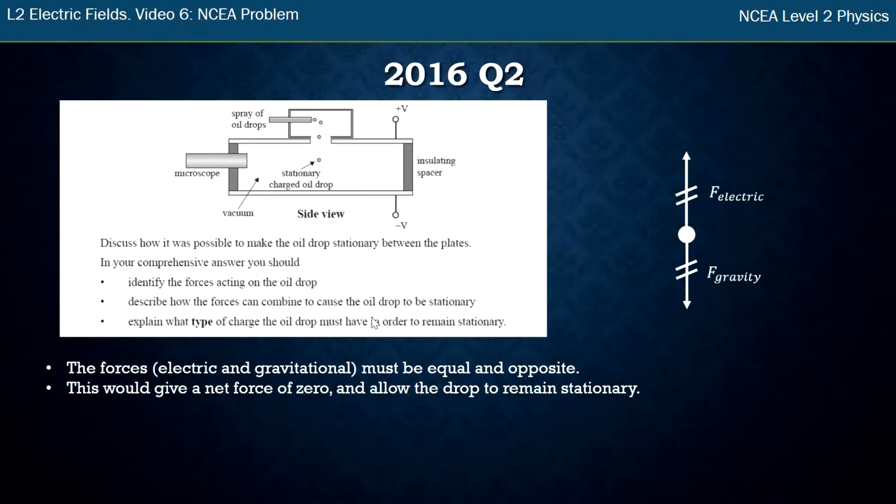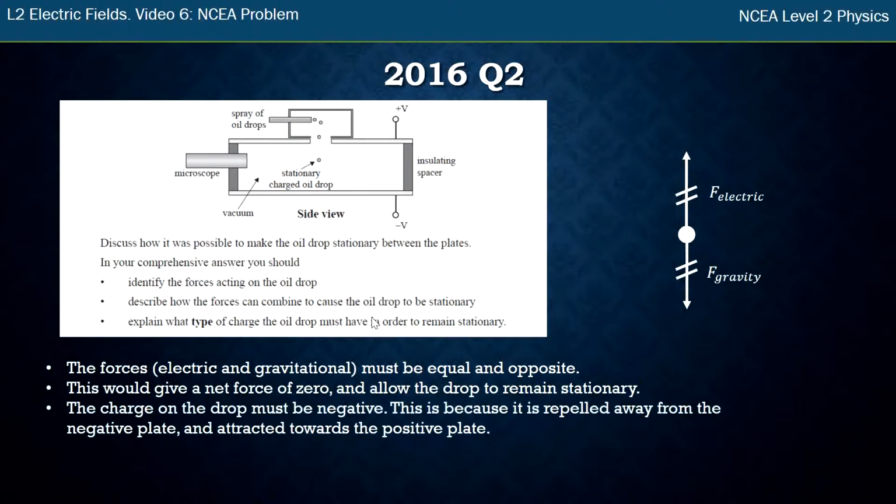The last one's saying explain what type of charge. So I can't just say positive or negative because I need to give a reason. Explain means give a reason. So the charge must be negative, and this is because it's repelled away from the negative plate at the bottom and attracted towards the positive plate at the top. That one's an excellence, and that's the whole question from 2016.